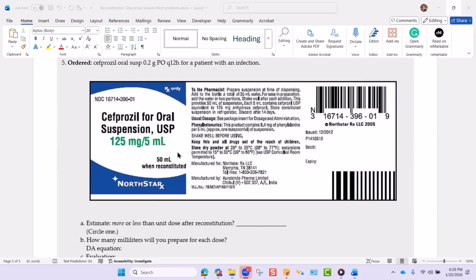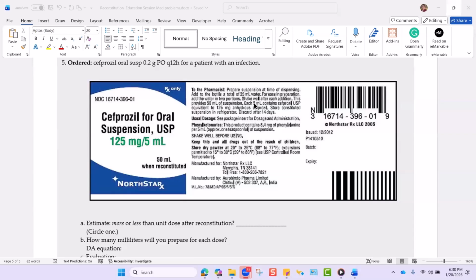So then I need to know, well, if I have to mix it, what do I mix it with? It says 50 mLs when reconstituted. So remember that 75 on the first one? Here it is on this one. It's telling me what my final volume is. To the pharmacist, prepare the suspension at the time of dispensing. So that means the nurse too. So the pharmacist is just going to send you that vial and say, have a happy day. So add to the bottle a total of 35 mLs of water.